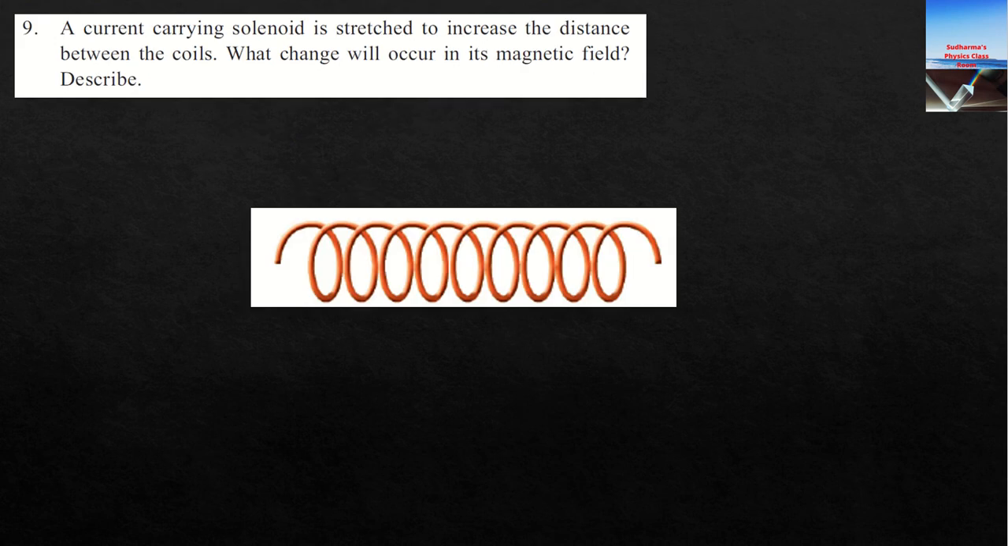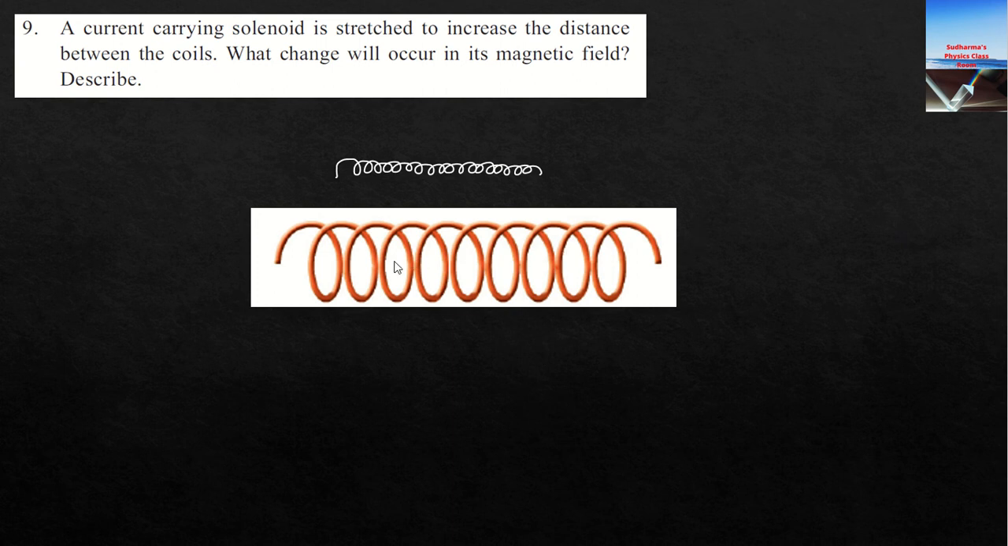Now moving on to the 9th question. A current carrying solenoid is stretched to increase the distance between the coils. What change will occur in its magnetic field? Describe. So if you have a coil where the coils are very close to each other, and if you just stretch it, what happens? What is the difference between these two? If you stretch that, the distance between the coils is increasing.